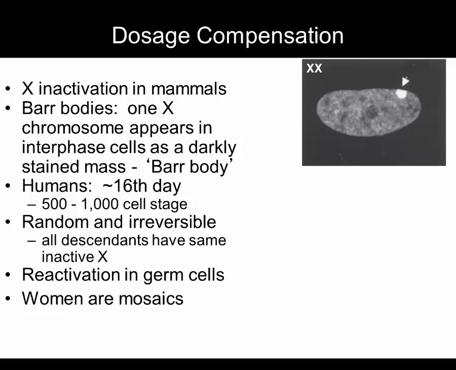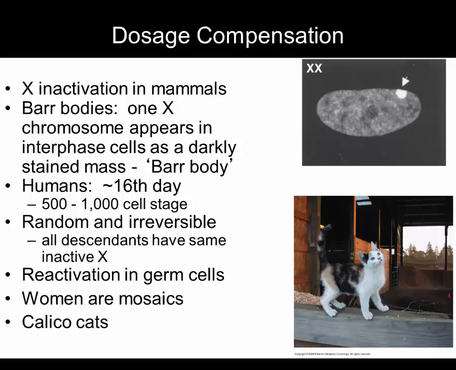Women who are heterozygous for genes on the X chromosome will have different active alleles in different cells, and are therefore genetic mosaics. This mosaicism can easily be seen in calico cats. The gene that controls black versus orange fur is on the X chromosome. They have black patches where the orange allele is inactivated, and orange patches where the black allele is inactivated.